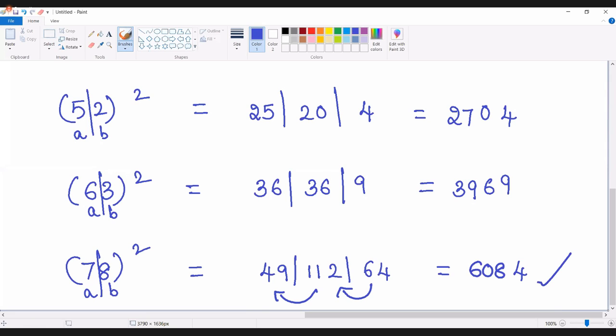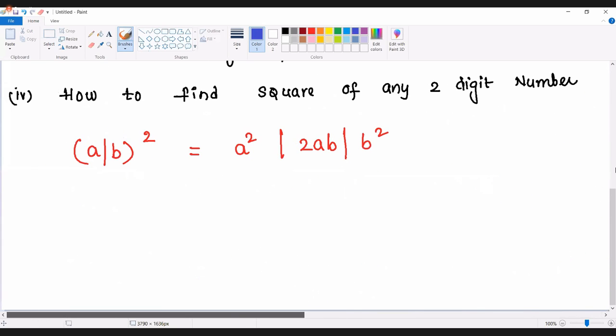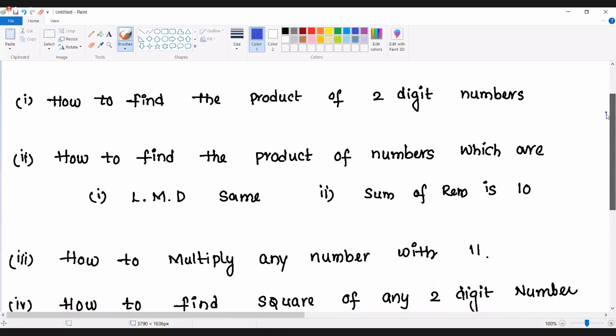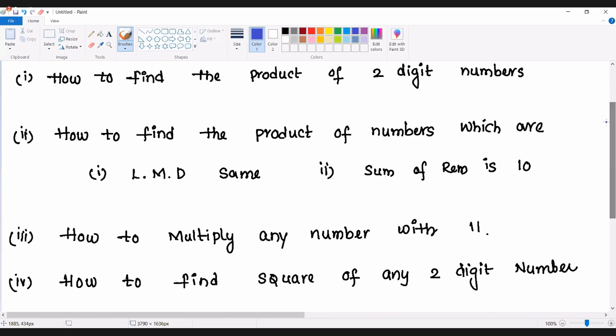So that's how we can find out the values of these numbers. This is the speed math session which we had discussed previously, and this is a quick revision for all the topics which I have done. So how to find out the square, and the product of a 2-digit number with a 2-digit number.